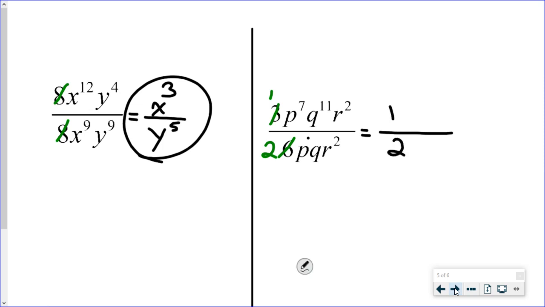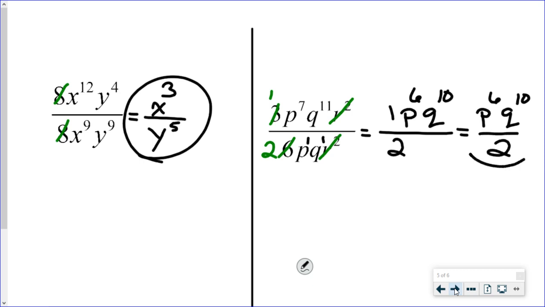That's what we usually do to that. Now the P on the bottom and the Q on the bottom, I'm going to write those ones so I don't forget. Where's the bigger exponent for P's? On the top, and subtract 7 and 1. For Q's, where's the bigger exponent? Now subtract 11 and 1. And R squared and R squared are exactly the same. So those cancel. So all you're left with is P to the 6th power, Q to the 10th power over 2. And that would be your answer.